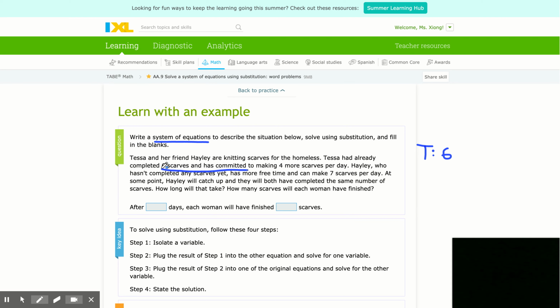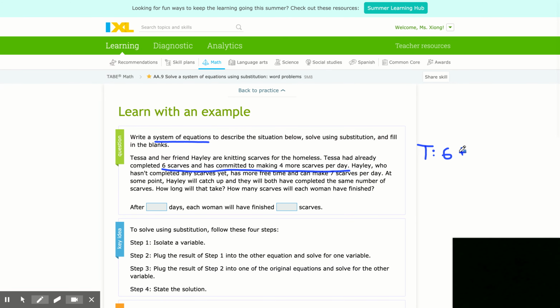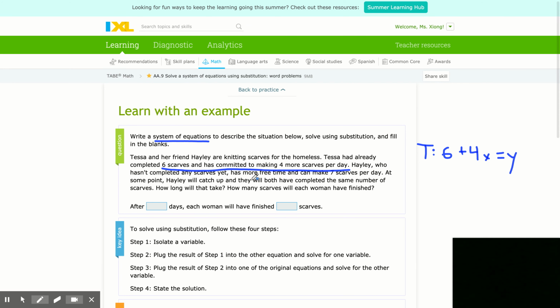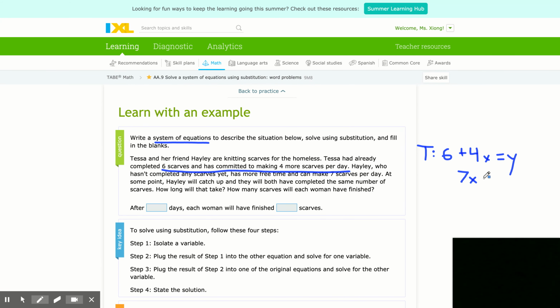And then she committed to making 4 more scarves per day. So that's gonna be plus 4x equals y. That's for Tessa. Haley, who hasn't completed any scarves yet, she has more free time and she can make 7 scarves per day. So Haley makes 7x scarves per day.